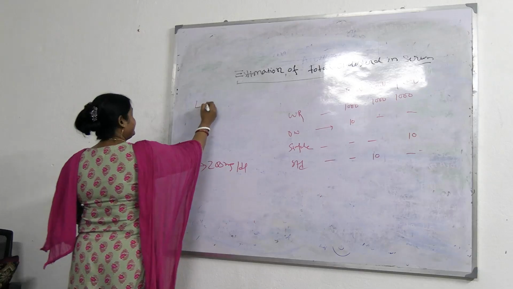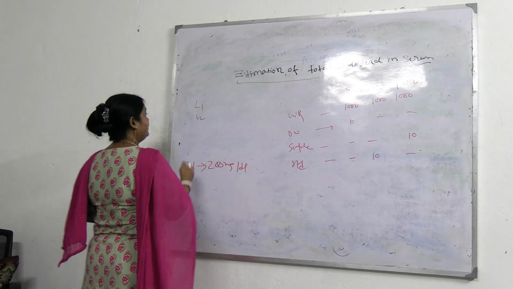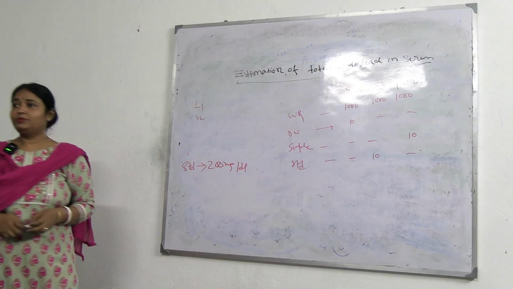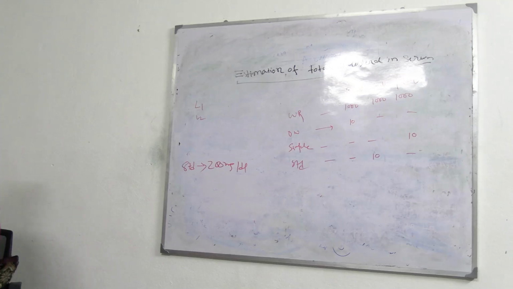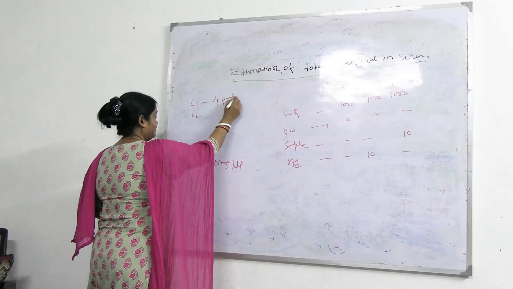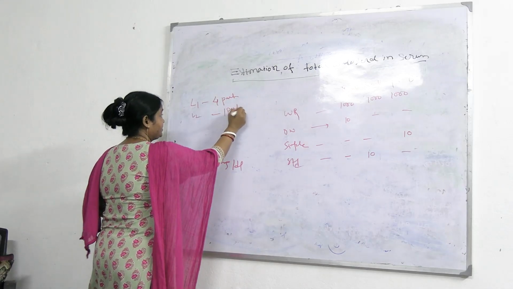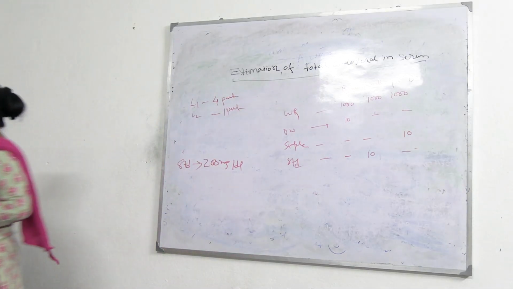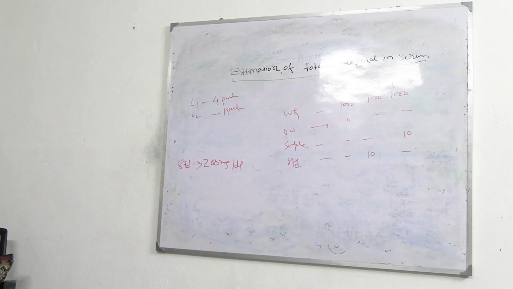For working reagent, L1 and L2, L1 will be 1 part, L2 will be 4 part, together will form that 1000 microliter. This is 4 part. I think I told the opposite. The L1 will be 4 part, L2 will be 1 part.